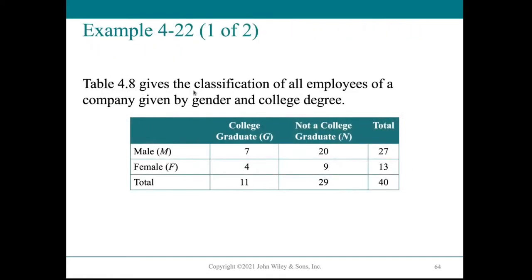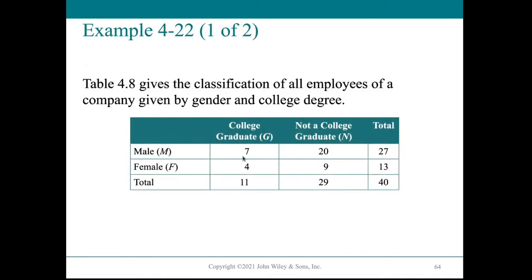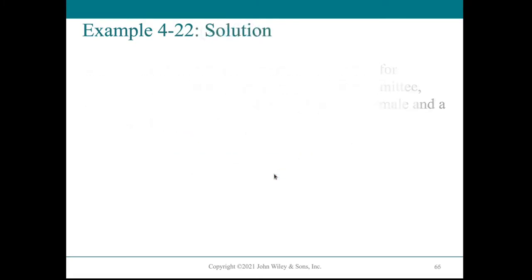So let's look at an example. This is the classification of all employees of a company by gender and college degree. You have male and female, and college graduate or not college graduate. So this is our table. If one of these employees is selected at random for membership in an employee management committee, what's the probability that this employee is female and a college graduate?